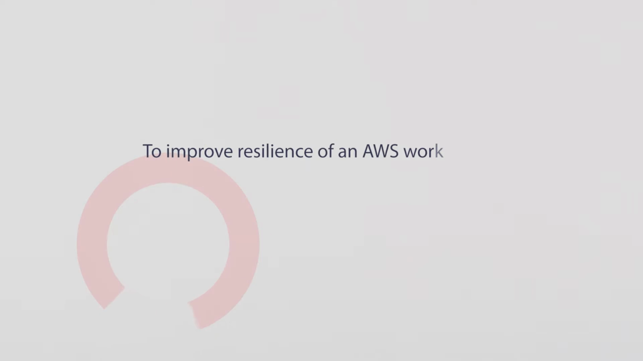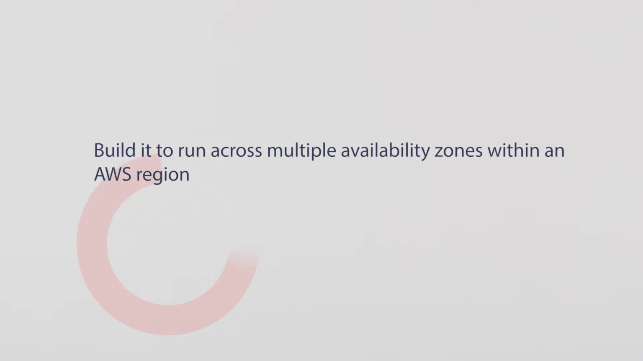One of the first steps you take to improve the resilience of an AWS workload is to build it to run across multiple availability zones within a region. This gives you a high availability solution to traditional data center failures, like power outages or fires. But availability zones are only partially isolated. The workloads you run there still share infrastructure, like the AWS control plane and region-wide services.